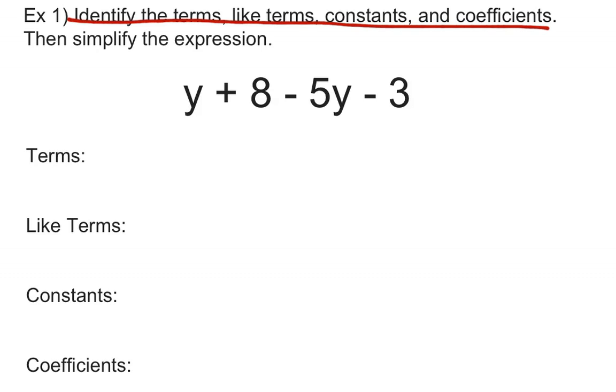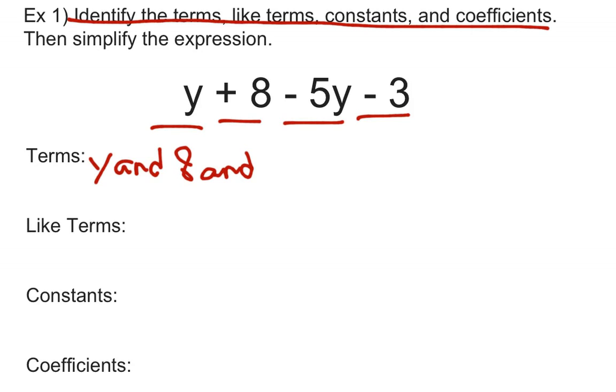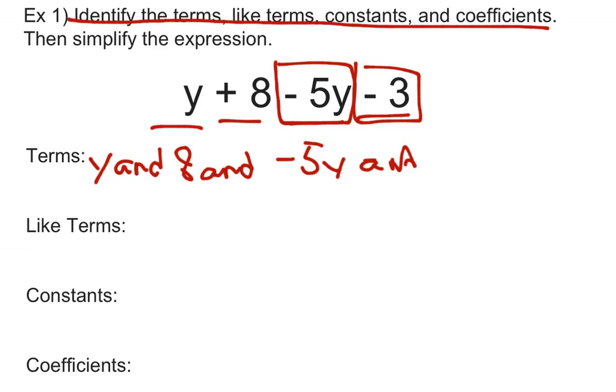Okay, and I've already written the 4 vocabulary words down there. So part 1 is identify the different parts. Terms. Terms are the things that are separated, okay, by the operation. So my terms are going to be y and 8 and negative 5y. Now remember, the sign has to go with it. So when I say the 5y, that negative goes with it. Same thing with this negative 3 here. Okay, and I say and negative 3. Those are what the terms are.